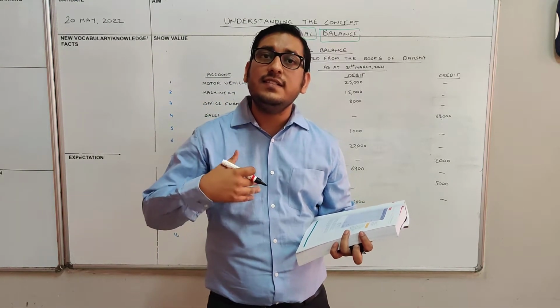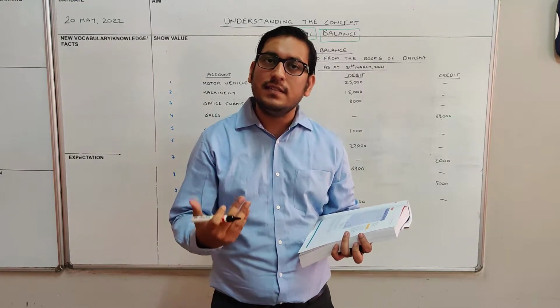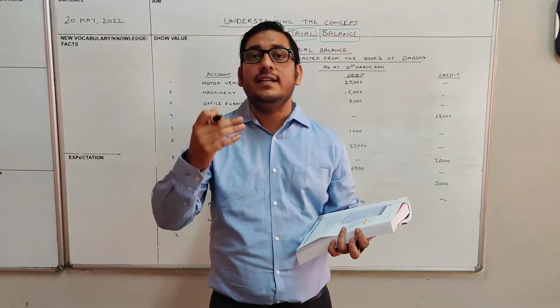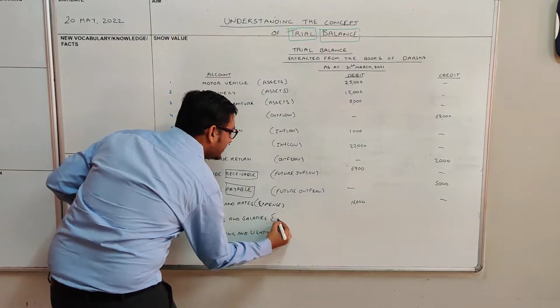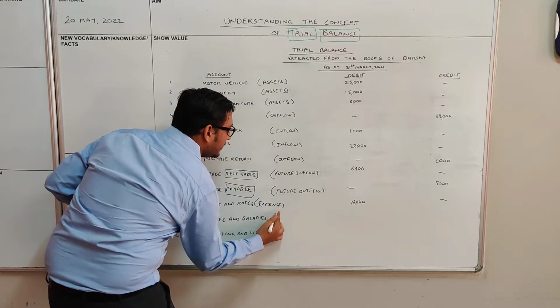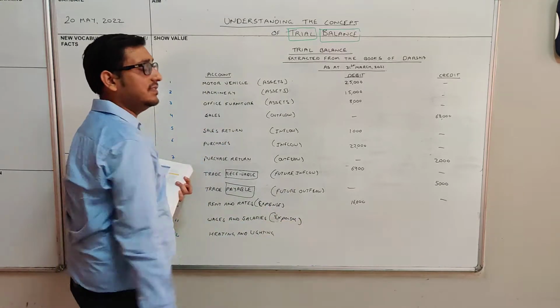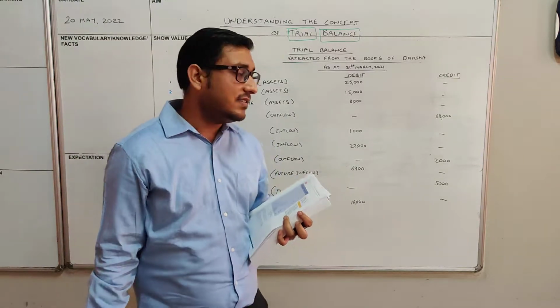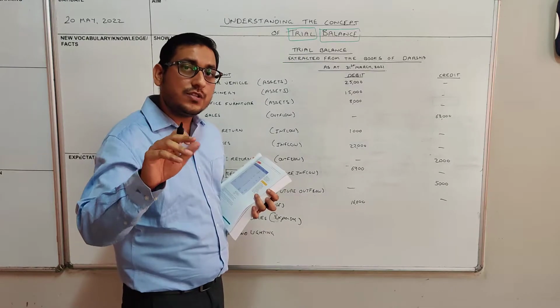Wages and salaries: we have to pay wages to laborers and salaries to employees. It is a business expense. So where should I write the expense? Expenses will always have a debit balance. If you get confused, just see the chart.